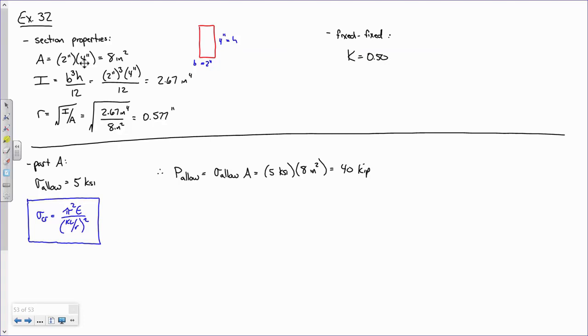Well, what do we not know? We know E, that was given, it was 1600. We know R, we know K, we don't know L. So we can take this equation, rearrange it a bit, and solve for the length. How do we do that? We have sigma allowable equals pi squared E divided by KL over R squared. Can I flip and multiply?